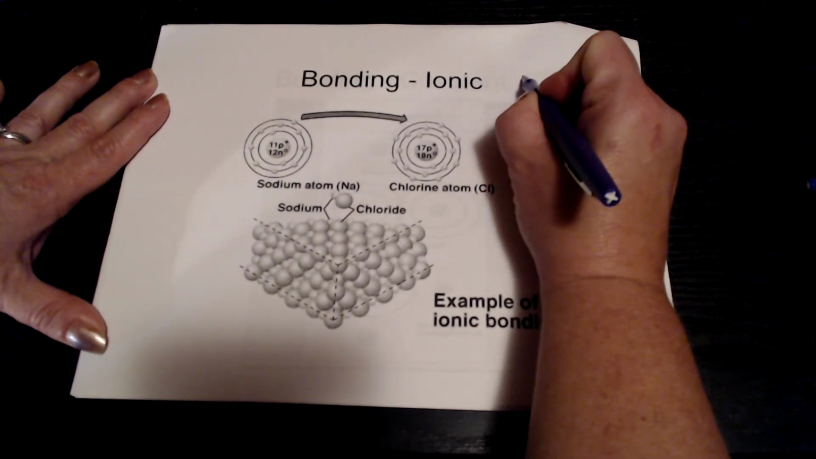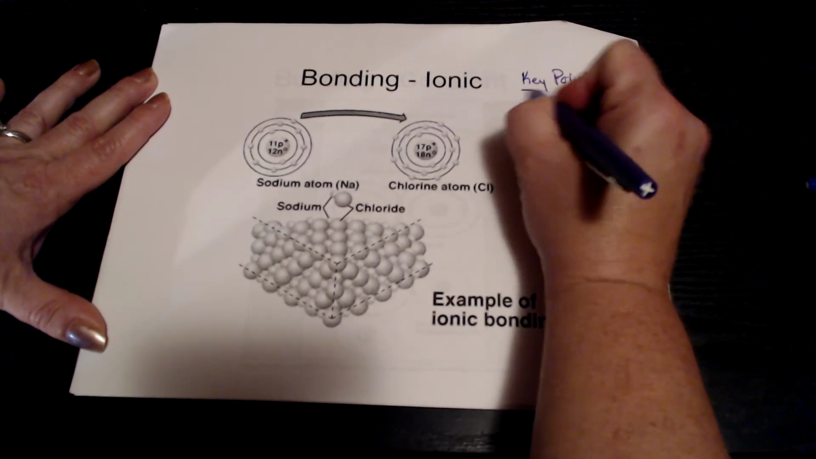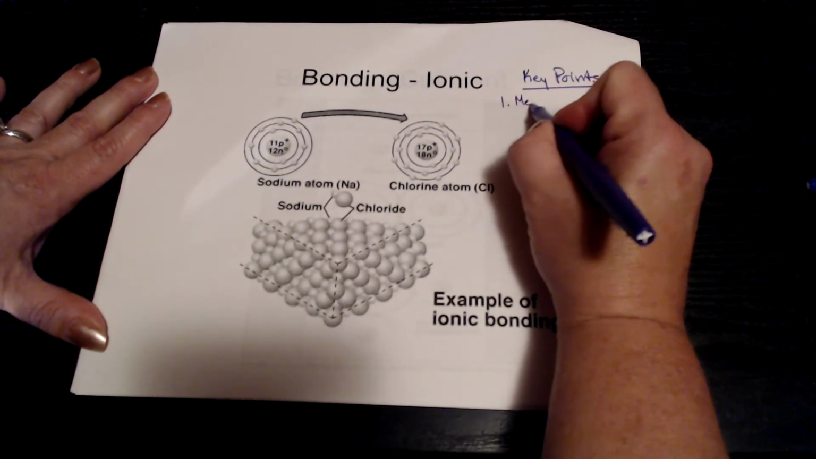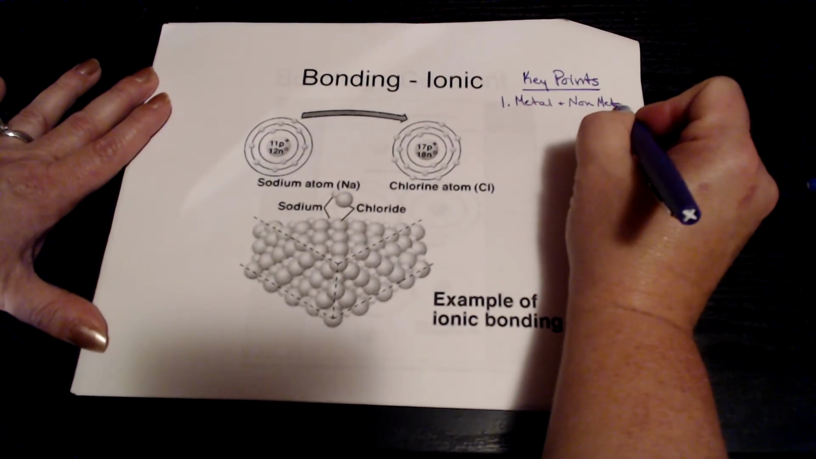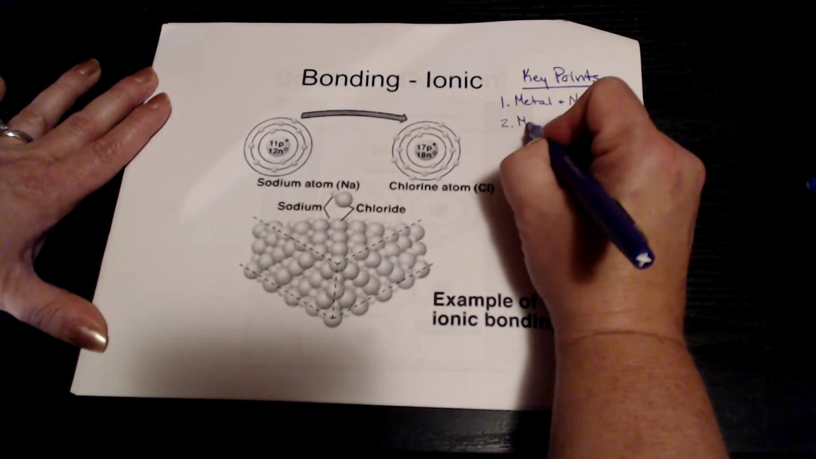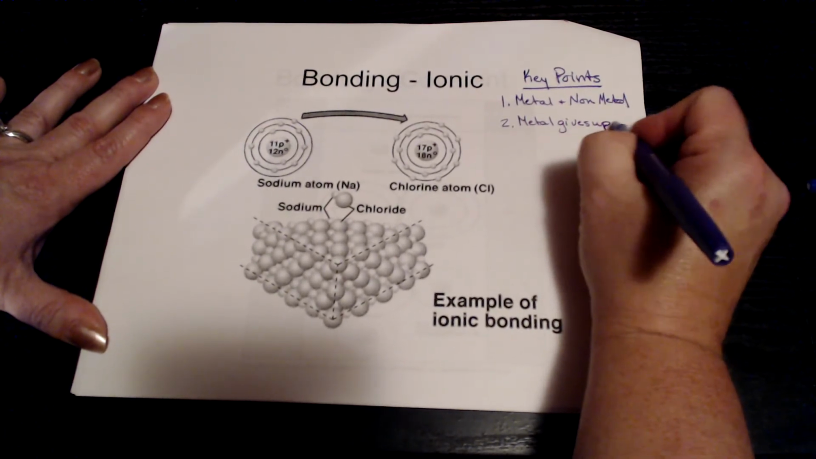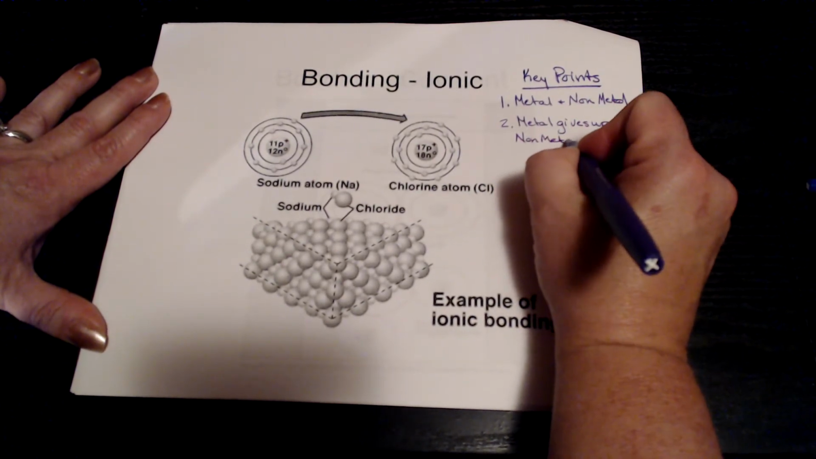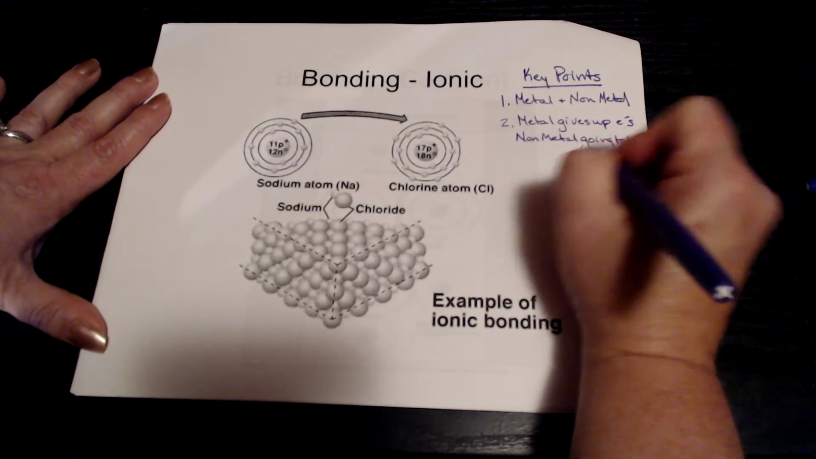Ionic bond. Key points to ionic bonding. One is always between a metal and a nonmetal. Two, the metal is going to give up the electrons, and the nonmetal is going to take them on.